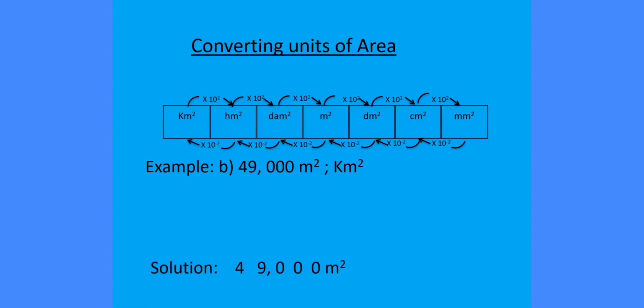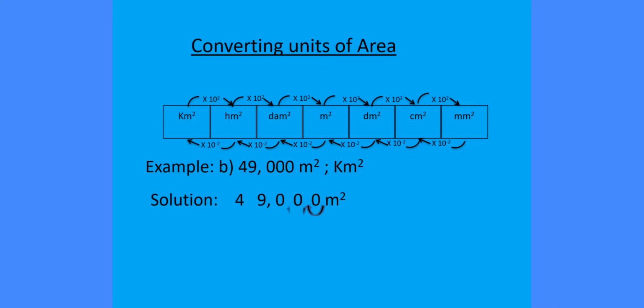Solution: from the decimal point, we will just move going to the left 6 times, right? 1, 2, 3, 4, 5. Then add another 0, then continue. So it ends here. Therefore, 49,000 square meters is equal to 0.049 square kilometer. Alright?